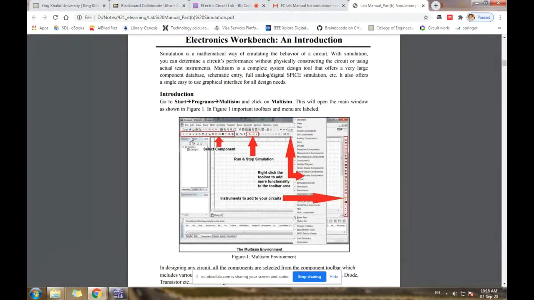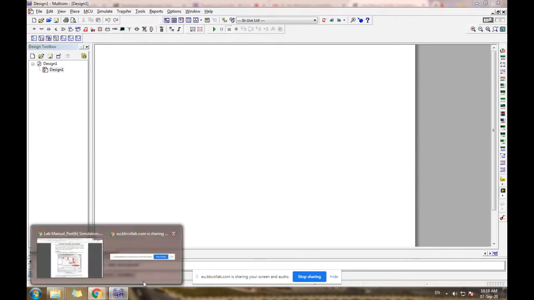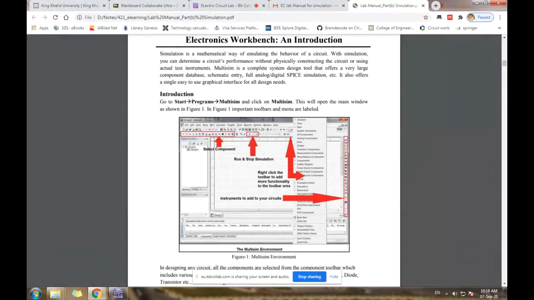One is the toolbar for selecting a component, which is on the top. Let me show you. This toolbar is for selecting the components. You can select all the components: resistor, capacitor, inductor, transistor, voltage source, current source, power source, MOSFET, everything. And this part is to run and stop the simulation.